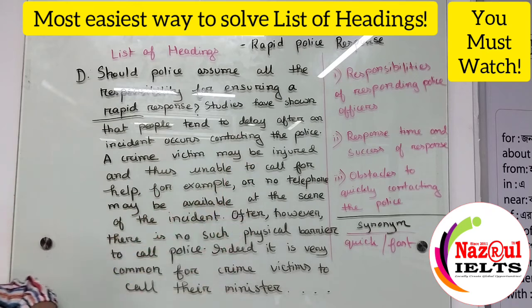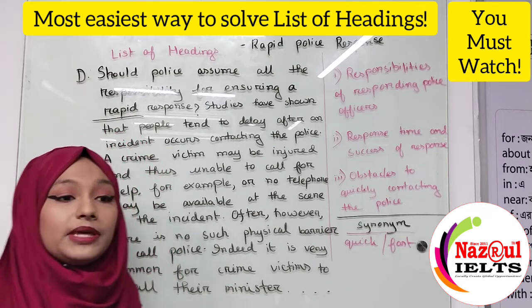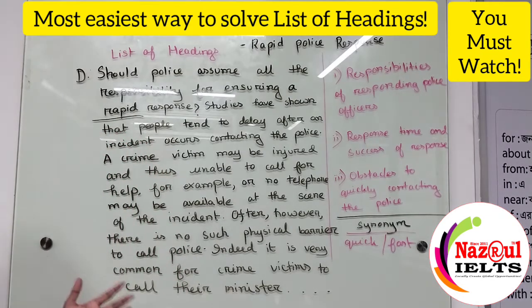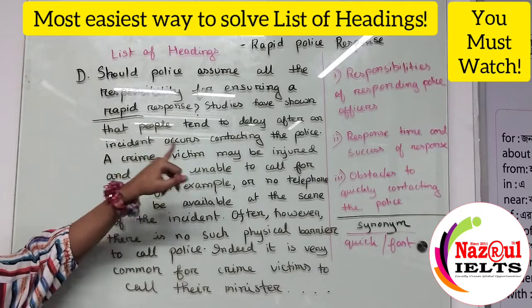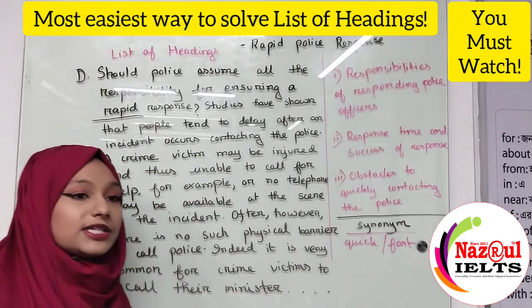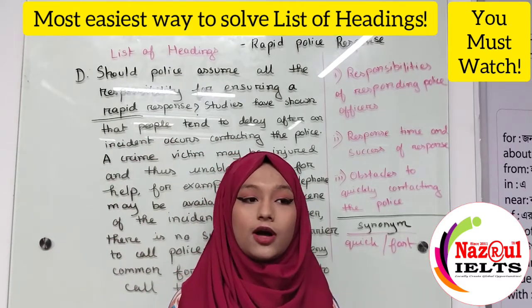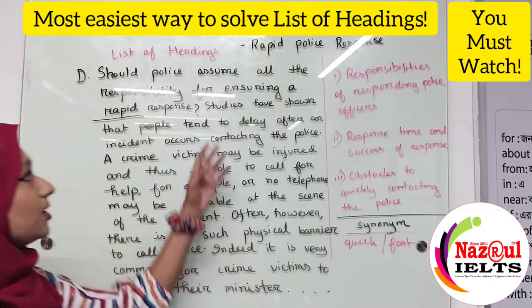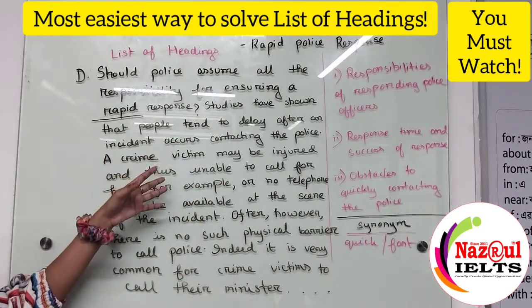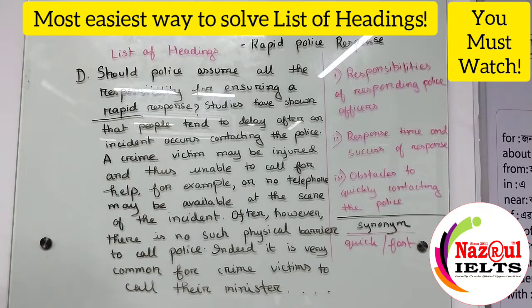Studies have shown that people tend to delay. So according to some researchers, what is it saying? That people delay for what? After an incident occurs, contacting the police. So people or the victims take their time to call the police instead of instantly calling them, right? Studies have shown that people tend to delay after an incident occurs, contacting the police.